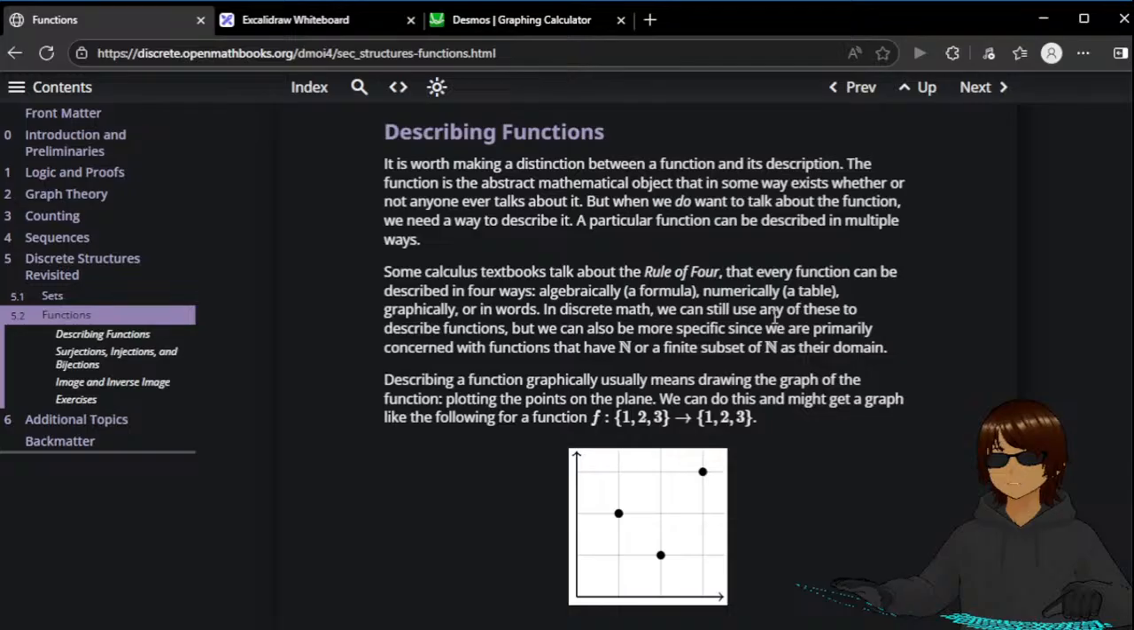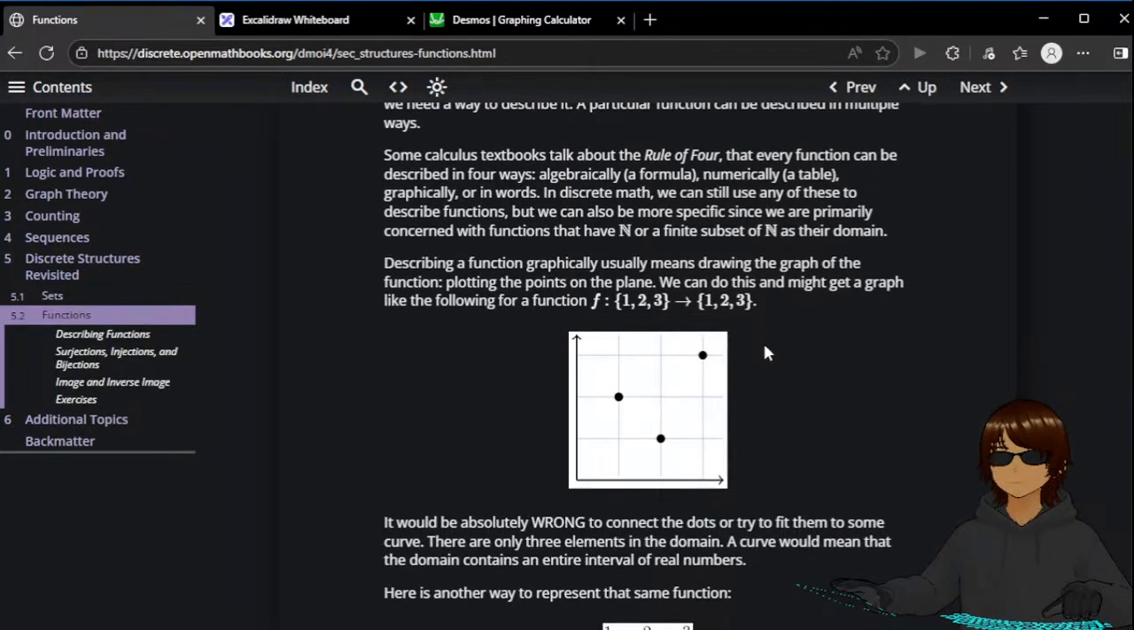In discrete math, we can still use any of these to describe functions, but we can also be more specific, since we are primarily concerned with functions that have N or a finite subset of N as their domain. Describing a function graphically usually means drawing the graph of the function. Plotting the points on the plane, we might get a graph like this for the following function from {1, 2, 3} to {1, 2, 3}.